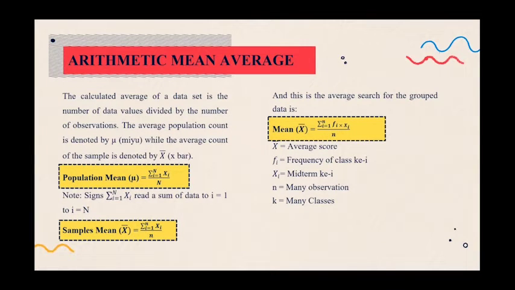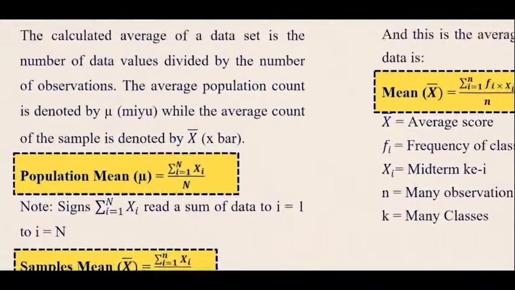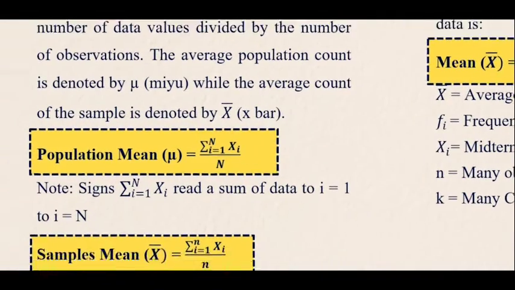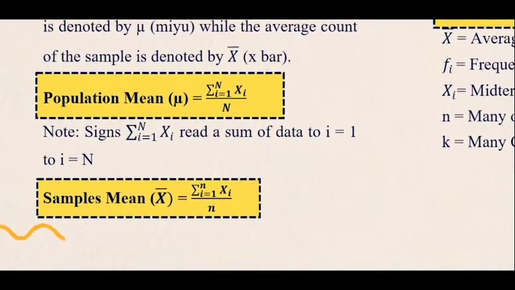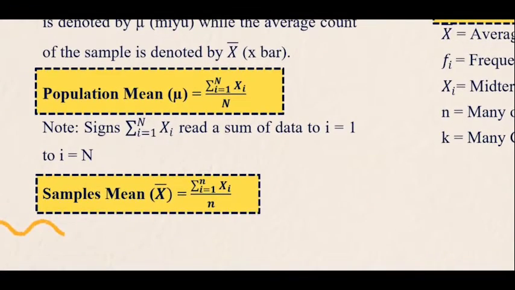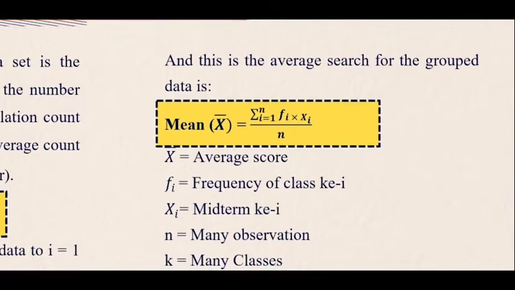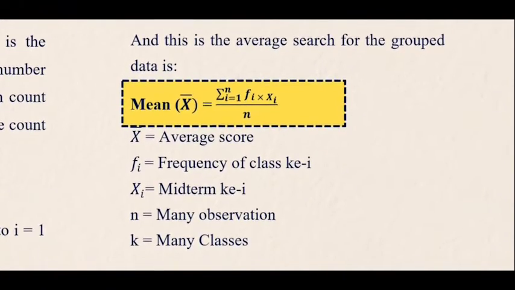Arithmetic mean average. The calculated average of a dataset is the sum of data values divided by the number of observations. The average for a population is denoted by mu, while the average for a sample is denoted by x bar. This is the formula for population mean, this is the formula for sample mean, and this is the average formula for grouped data.